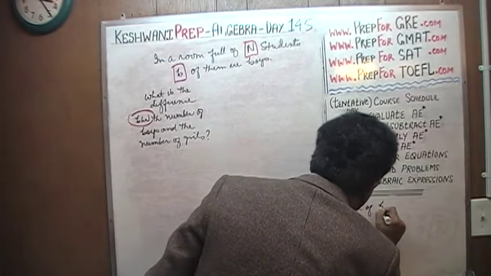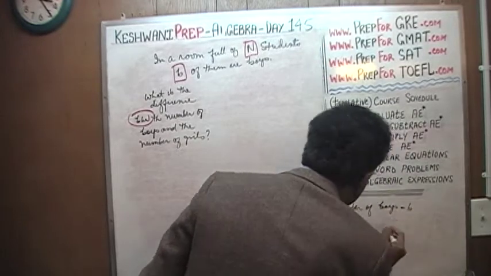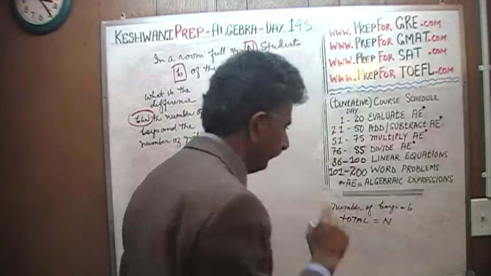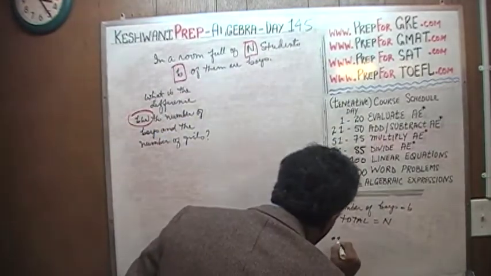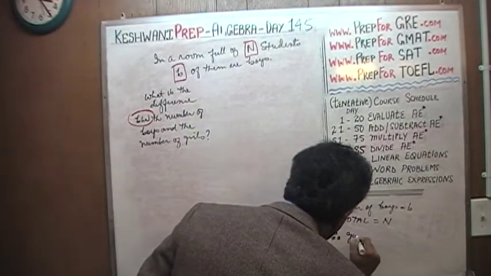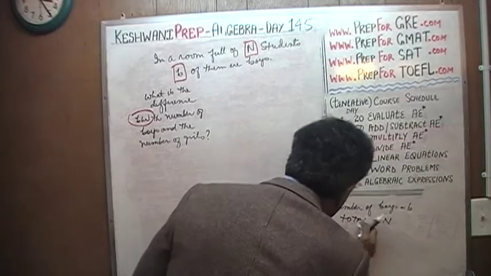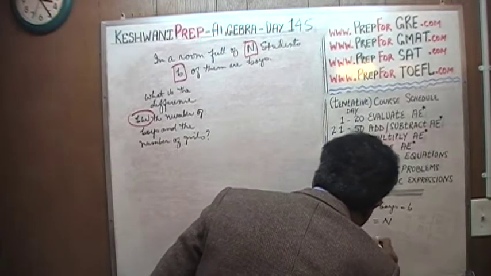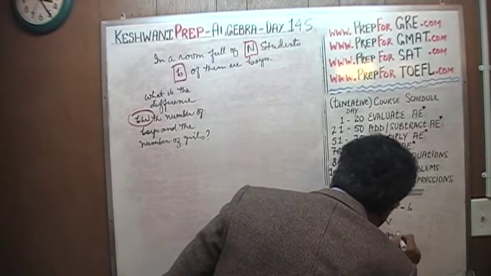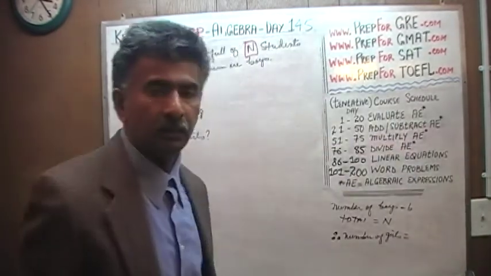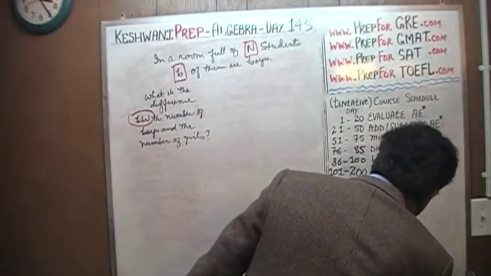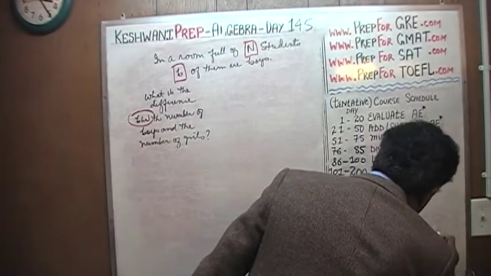Number of boys is B. Total is N. Therefore, the number of girls must equal the total number of students minus the boys. Total number of students, which is N, minus B.